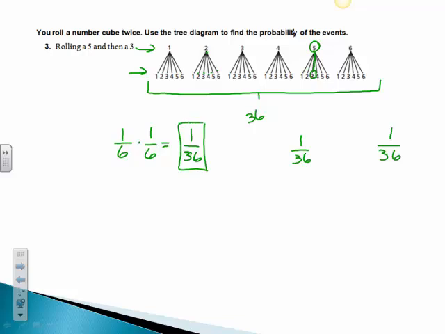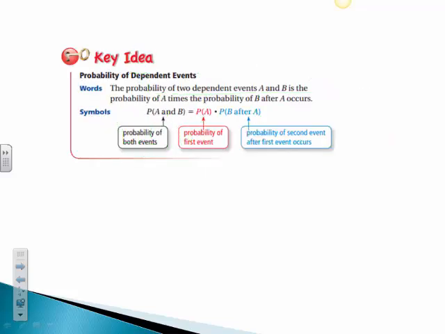Now you need to decide what will work best for you. However, I will tell you, using the formula will always be a lot faster than drawing out a diagram. Okay? So this is the probability of the first event times the probability of the second event. Okay? Let's go on.